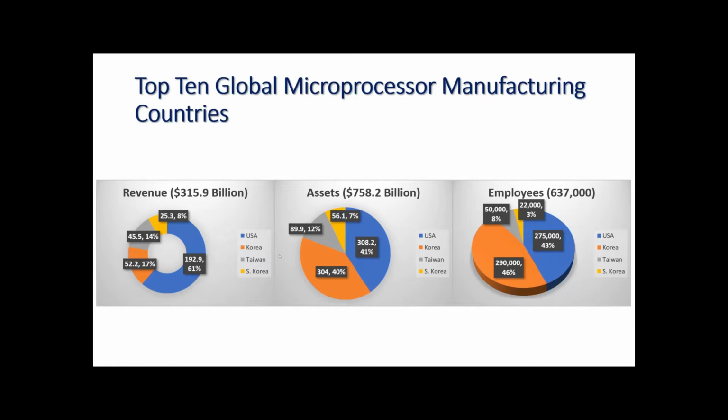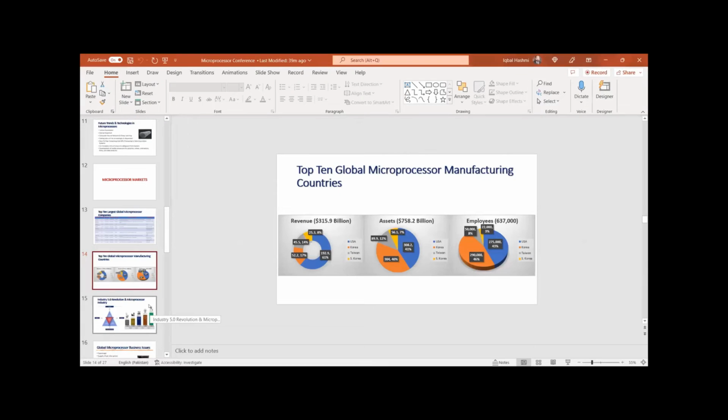In terms of number of employees, that's why the number of employees of USA is also very low compared to their business. Their business is 61%, but number of employees is 43%. Compared to that, if you see Korea, their revenue is 17%, but their number of employees is 46%. And that is also because they are focusing on manufacturing more.